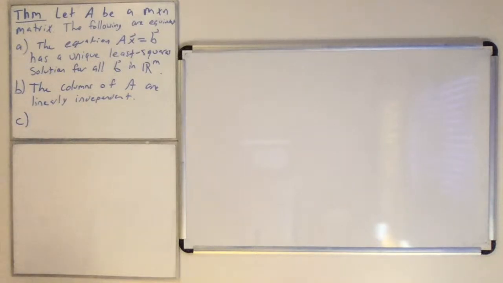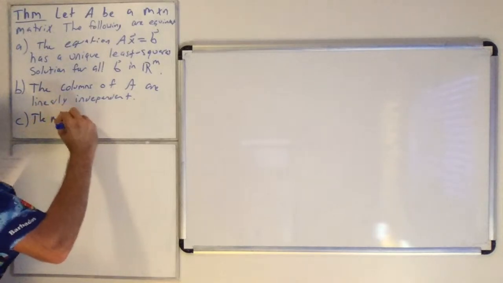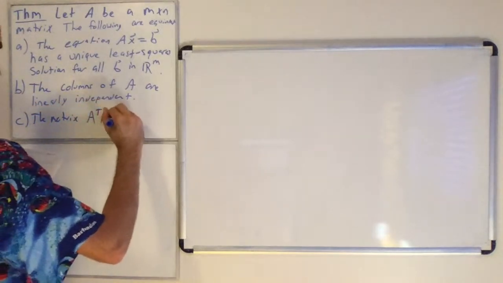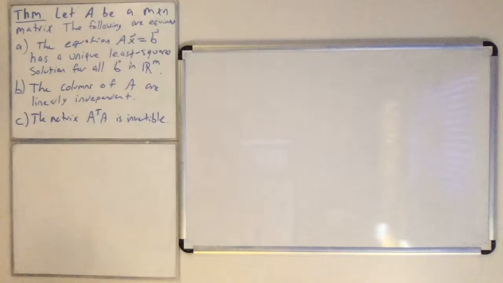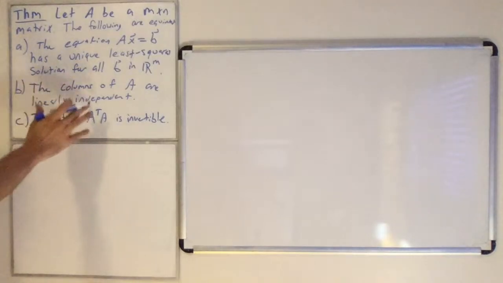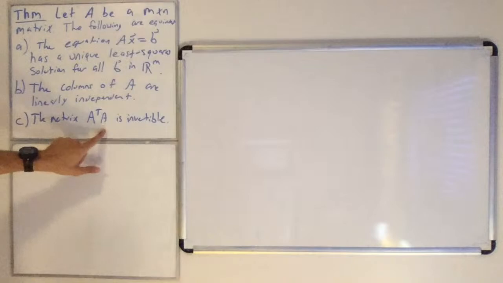And then last, the matrix A transpose A is invertible. Okay, so what this theorem says is these are either all true or all false. The easiest one for us to check is the columns being linearly independent. So if we just check that the columns are linearly independent, we automatically know there's a unique least squares solution and that A transpose A is invertible.